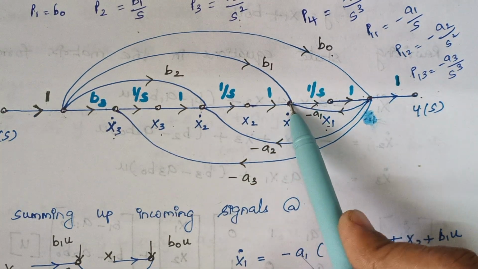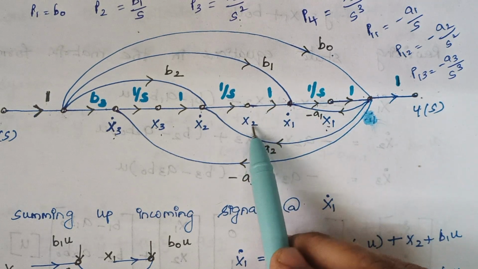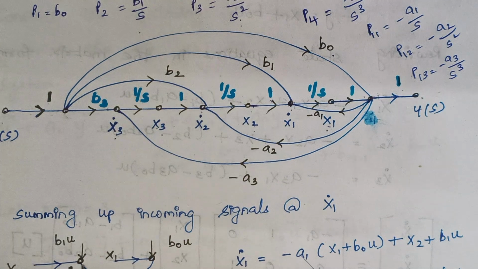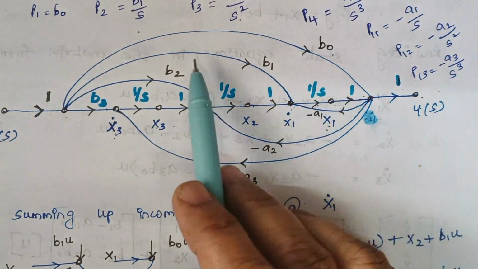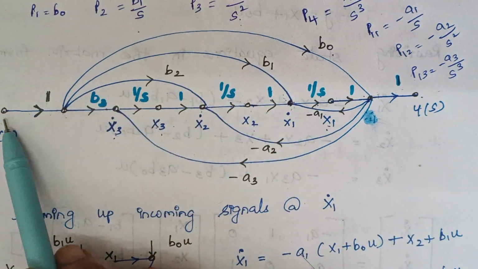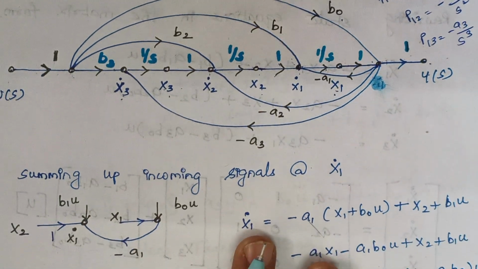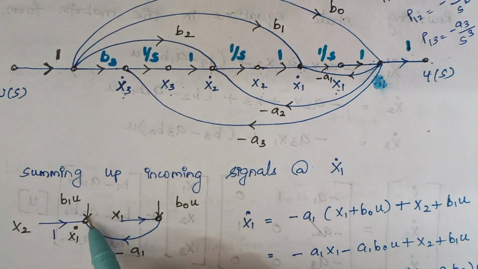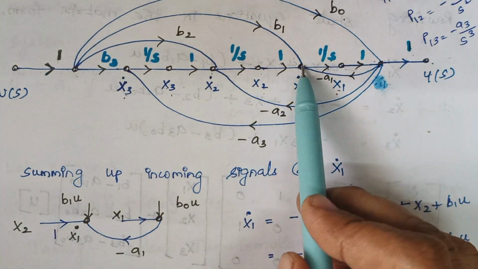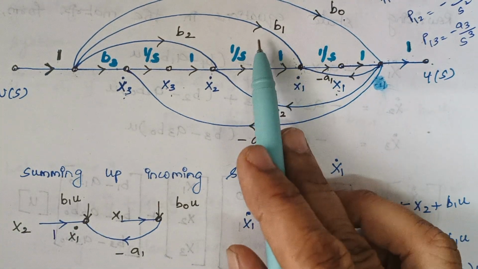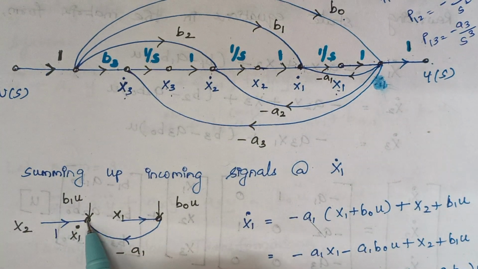To this x1 dot, how many incoming signals are there? Here I am having one from this x2. So x2 comes over here, and in this part the gain is 1. And next here I am having this b1, right? This b1 comes with this input part, so b1 into u. So here I am drawing b1 into u, and here this part is x2. I had written those two things to the x1 dot, right?